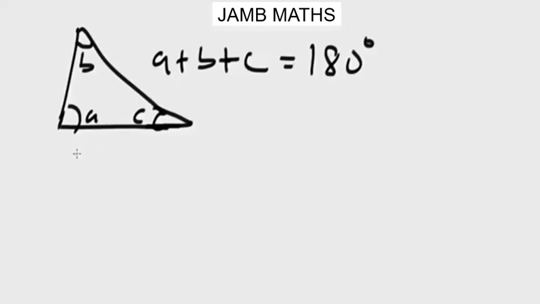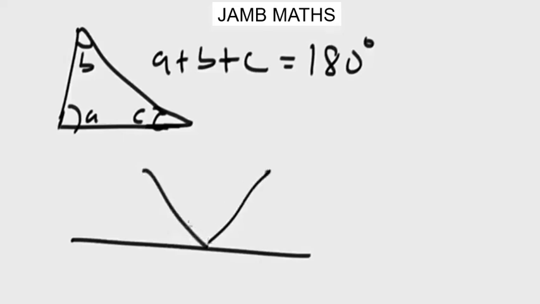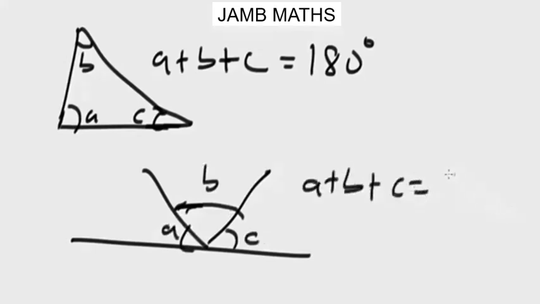The second rule is angles on a straight line. They also add up to 180 degrees. Let's say you have a straight line, and you have something like this. This is also an angle. Let's say this is angle A, this is angle B, this is angle C. Here angle A plus angle B plus angle C will also add up to 180 degrees. Take note of this information. Now let's wipe this and look at further examples.